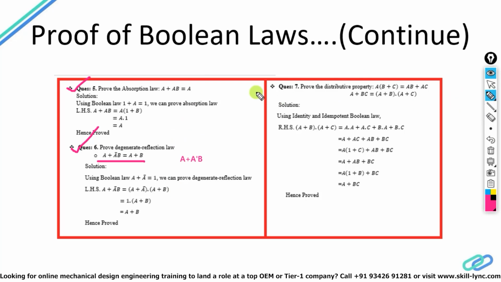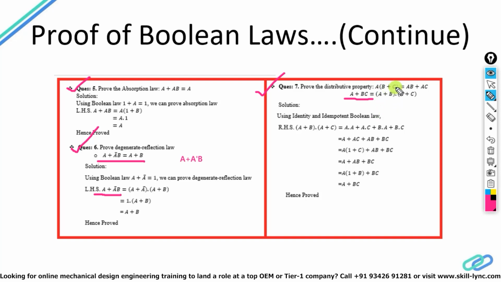The new theorem is the distributive property. We were using the distributive property. Now we will prove how the distributive property is equal to the other side. That is A into B plus C is equal to AB plus AC, or you can say A plus BC equals A plus B into A plus C. You can see here that for A plus A bar, we have used this distributive property only. So A plus BC can be written as A plus B into A plus C. Now we will prove it.